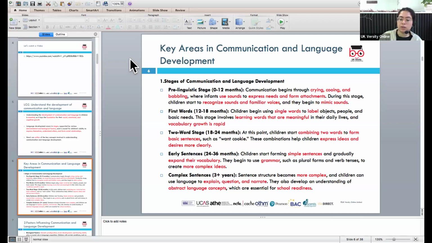And then children can use language to explain, question, and narrate. They also develop an understanding of abstract language concepts, which are essential for school readiness. Now they can form complex sentences and also have the abstract language concepts, wherein they can actually talk abstractly. They don't need something in particular or something very momentarily to show them, or some object to show them. They can actually talk abstractly now.